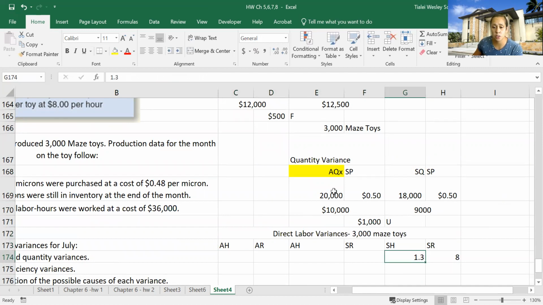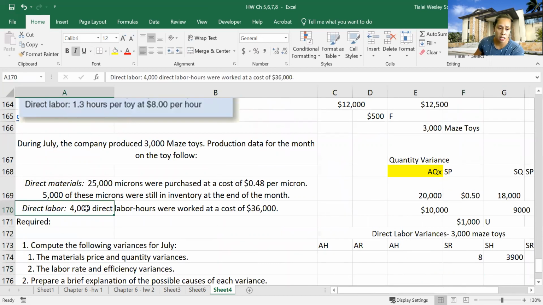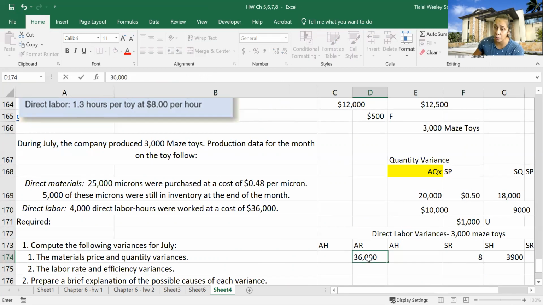So I want to convert this to a total number of hours they're going to need for all of the 3,000 maize toys. So I'll multiply 3,000 maize toys multiplied by 1.3 hours per toy or per unit. And standard rate is still $8. Now, how much did they actually pay their laborers? 4,000 direct labor hours were worked at a cost of $36,000. So I wouldn't do a rate of $36,000. They're not paying their workers $36,000 for every single hour. That's on a total basis.